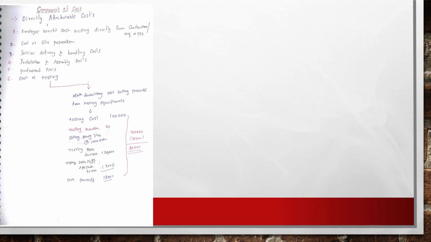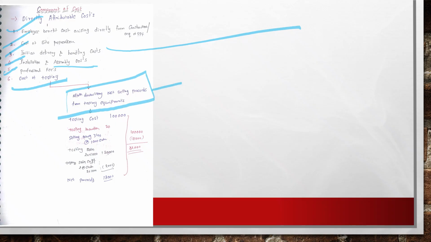Today we will discuss. Yesterday we discussed these concepts also, like what are the costs attributable to employee benefits and site preparation, and initial delivery and handling costs, and installation and assembly costs, and professional fees, if any, all should be components of cost. These are examples only. Based on the situation, you can include the cost of testing also. I have told that you should add the cost of testing after realizing the sale of goods.